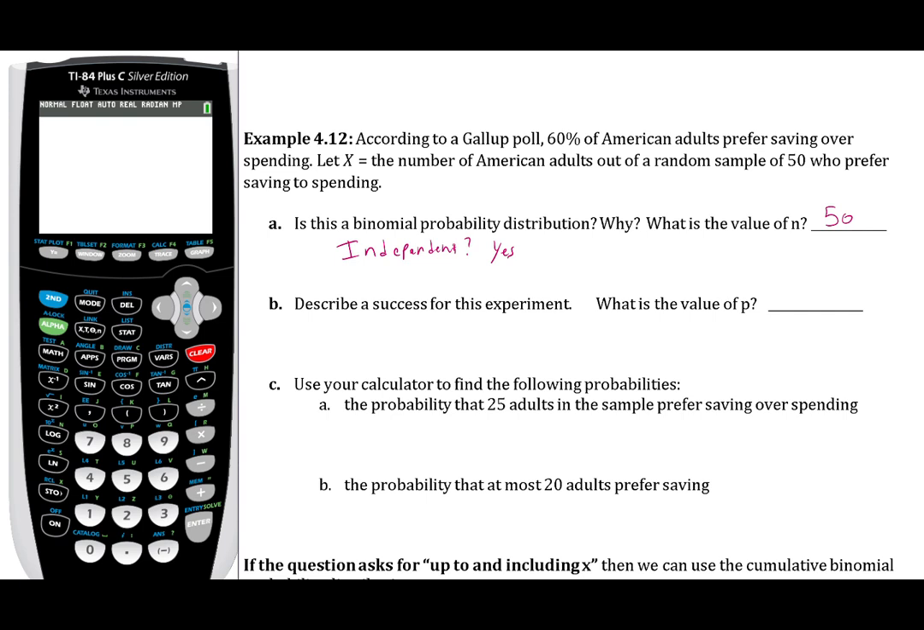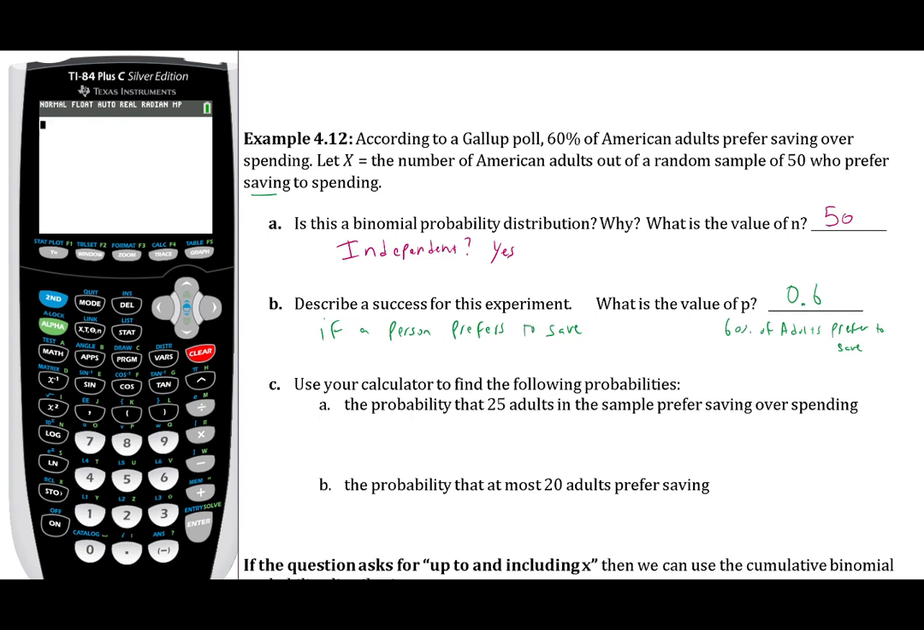So what is a success for this experiment? Well, they say in the question, the number of people out of 50 who prefer saving to spending. If a person prefers to save, that is a success. So what is the value of P then? What is the probability of success? Well, according to the first sentence, 60% of American adults prefer saving. So 0.6, because 60% of adults prefer to save.